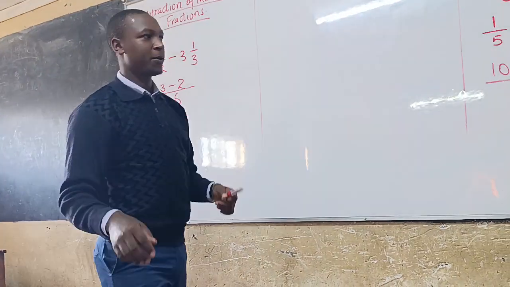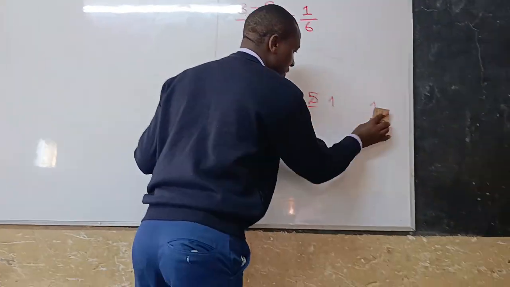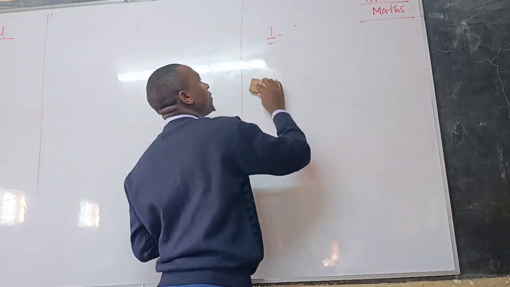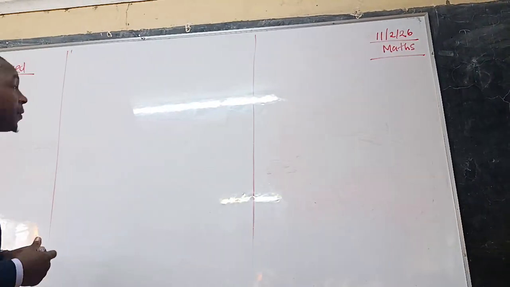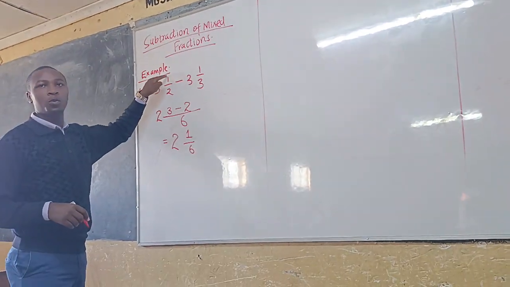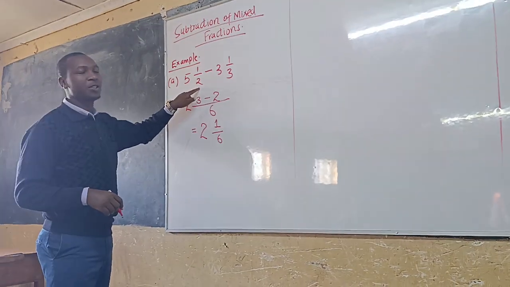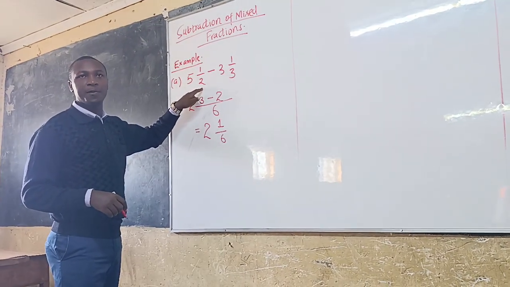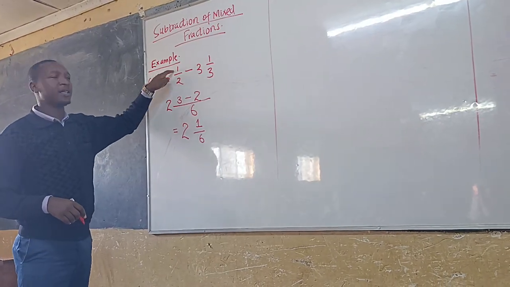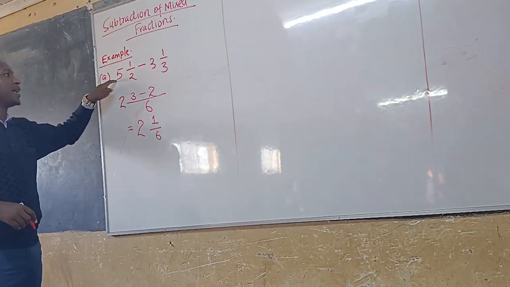I will use the other method here. First of all, you remember we are supposed to change everything to improper fractions. So the first fraction is 5 whole 1 over 2. To change it into an improper fraction, it's going to be 2 times 5 plus 1, right? 2 times 5 plus 1.